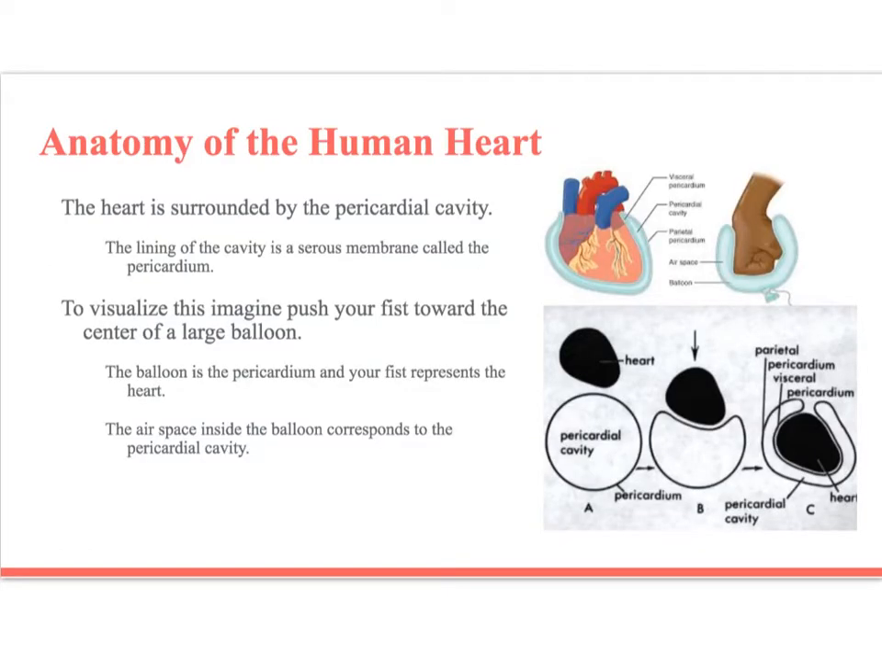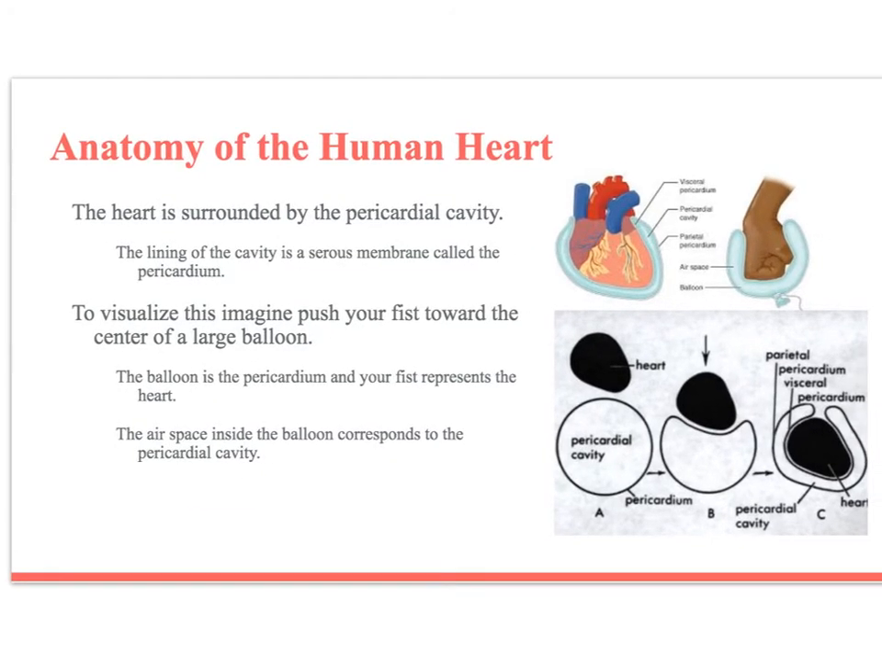All right, so first thing we're going to look at is the fact that your heart is just not free-floating inside of your chest. Like a majority of our internal organs, it's surrounded by what we classify as a pericardial cavity. That cavity, as you can see here, basically encompasses the heart, much like if you were to take a fist and put it into a balloon. So the heart is the size of a fist.